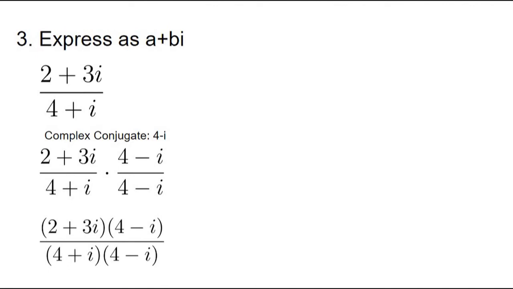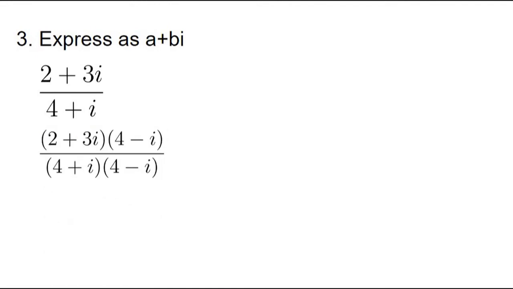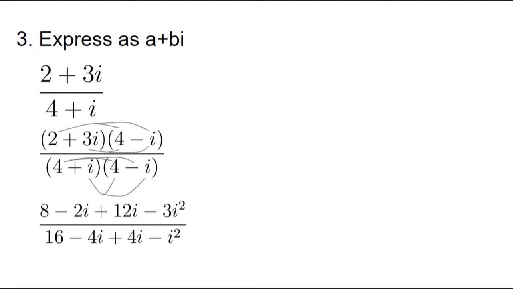So we're going to have to multiply everything from the top parentheses with 4 - i, and the same thing with the bottommost parentheses. So as you can see here, it's all there. And let's go ahead and do that. 2 times 4 is 8. 2 times negative i is negative 2i. 3i times 4 is 12i. 3i times negative i is negative 3i squared.